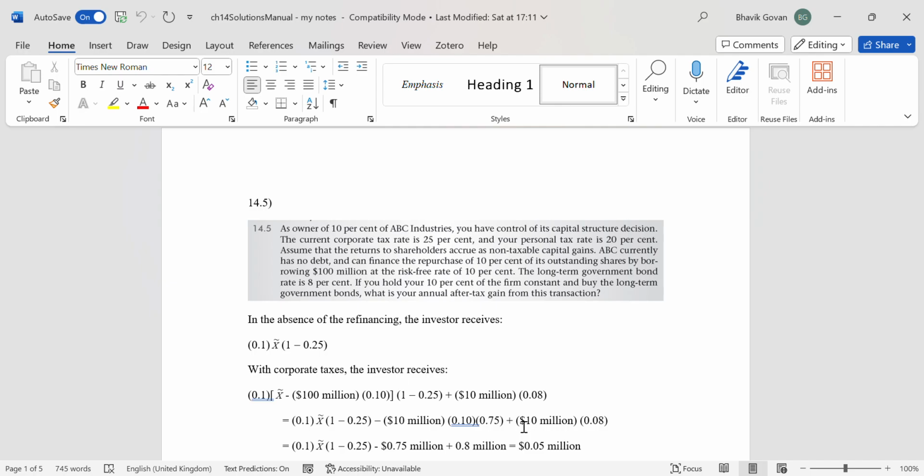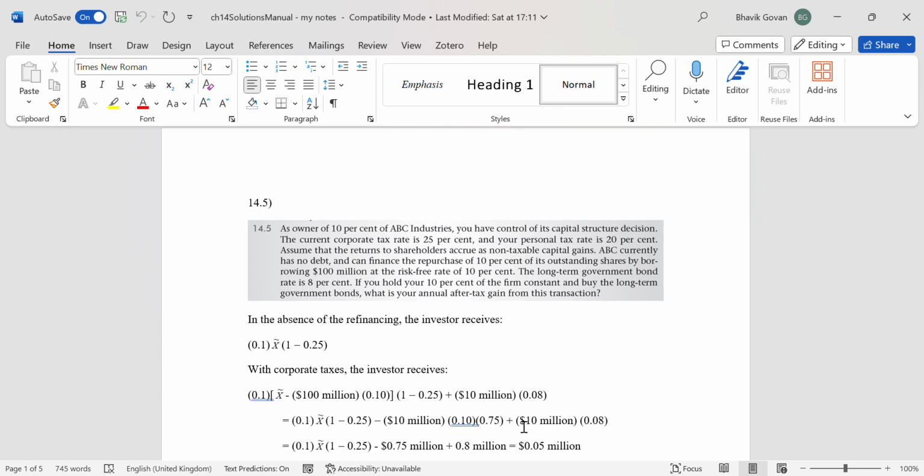So in the absence of refinancing, the investor receives 10% times X, which is an unknown amount of cash flows, let's say, and then times 1 minus your 25% corporate tax rate. So that's in the absence of refinancing.